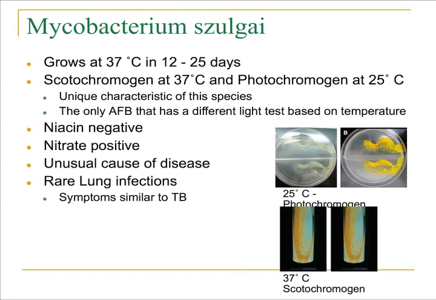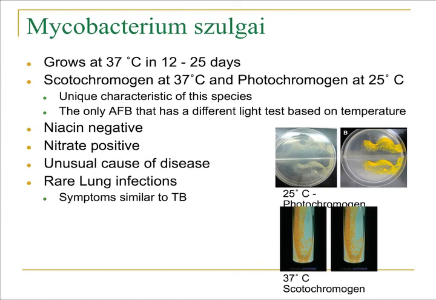This organism grows at 37 degrees in about 12 to 25 days. It has the very unique feature of being a scotochromogen at 37 degrees, which means it has color in both the light and the dark. And it is a photochromogen at 25 degrees, as shown in the pictures on the bottom right-hand side. This is a very unique characteristic for this species and is the only species known to do this.